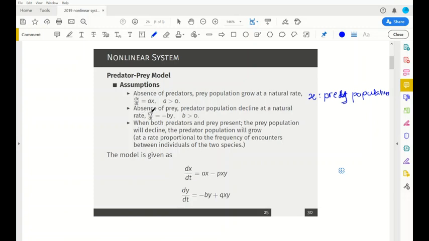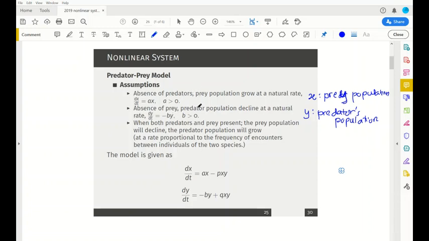The second assumption is, in the absence of the prey, the predator population will decline at a natural rate. So here we set y as the predators population. Here it declines, so that's why in this expression we have a negative sign. b is a constant, and y represents the predators population.